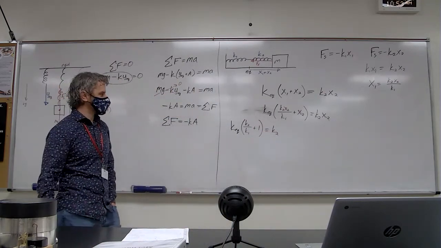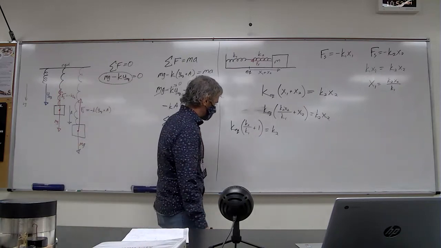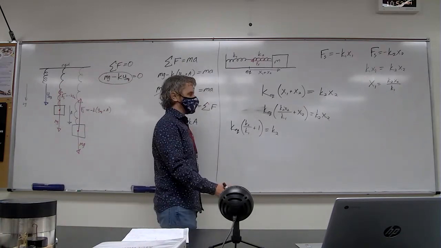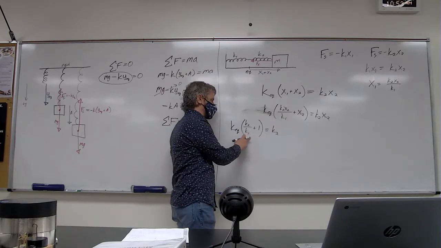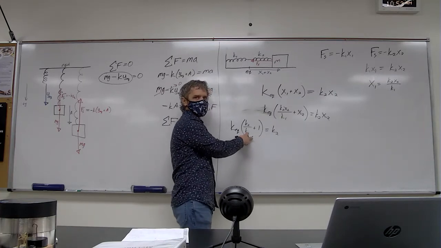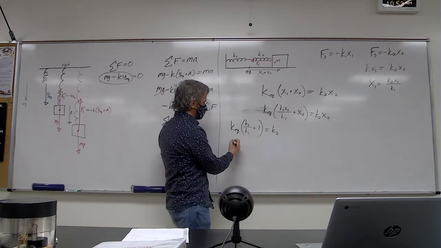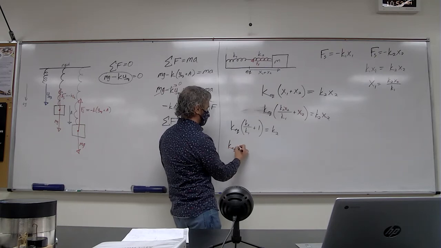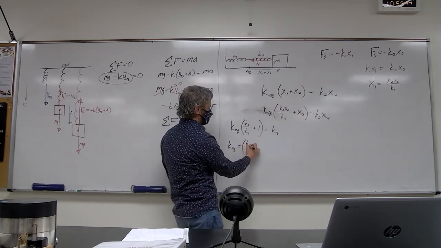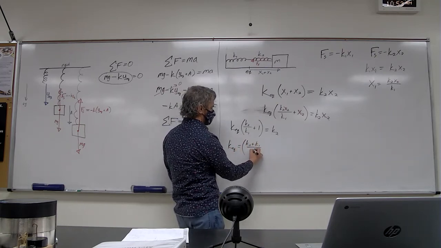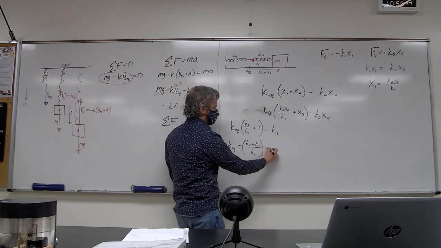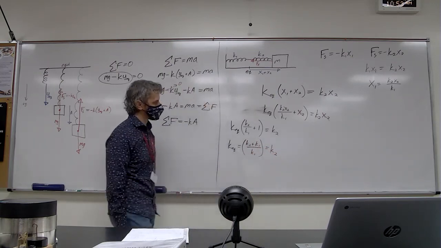There are a number of ways you can go about doing this. The way I like doing it, I don't like dividing and multiplying by numbers written like this, mixed numbers, essentially. So I'm going to go ahead and write that as a single fraction, which is going to be k2 plus k1 over k1 equals k2, right?